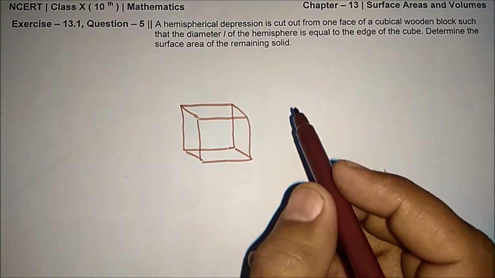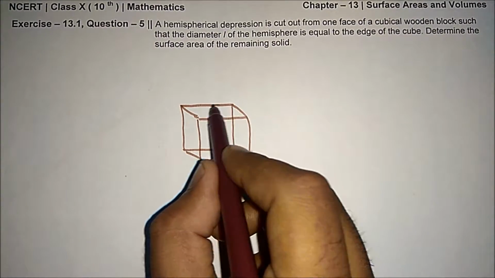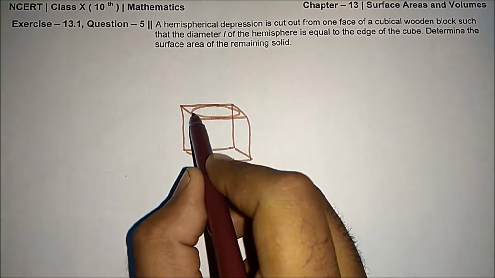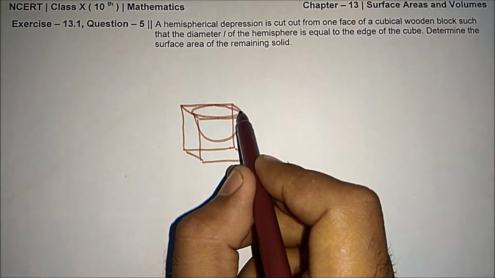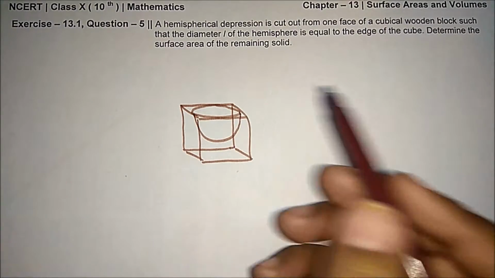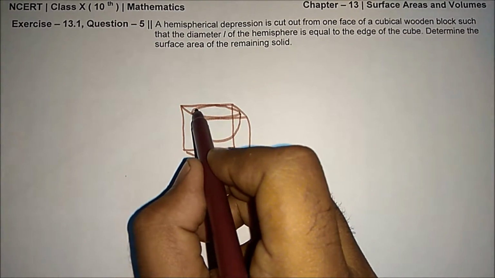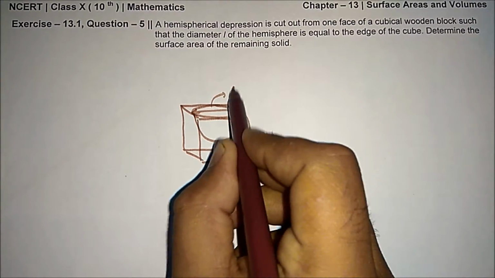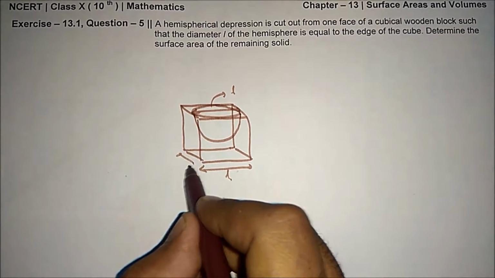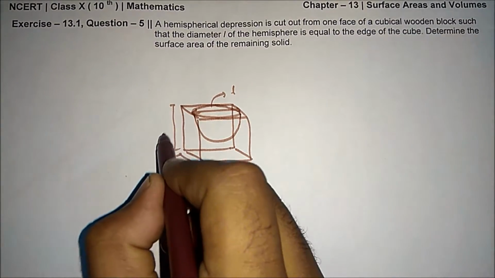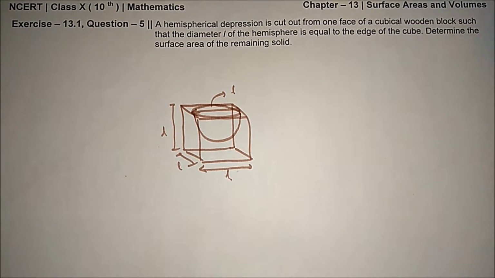This is a cubical wooden block, okay? Now we need to cut a hemispherical depression, okay? In the fourth question, this was upward and now it is downward, okay? Again, the diameter is L and the side of the cube is also L, okay? So this is L, this is also L and this is also L, okay? Now we need to determine the surface area of the remaining solid, okay?